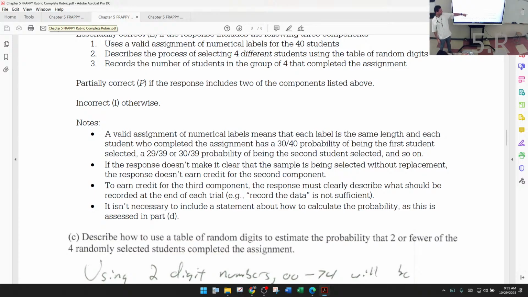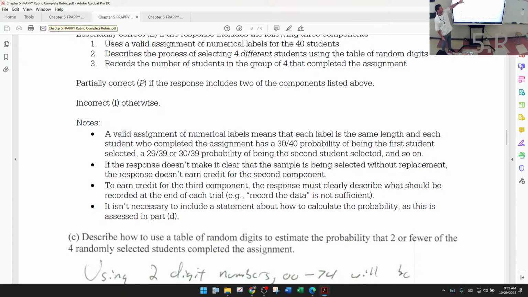If the response doesn't make it clear that the sample is being selected without replacement, the response doesn't earn credit for the second component. To earn credit for the third component, the response must clearly describe what should be recorded at the end of each trial. It isn't necessary to include a statement about how to calculate the probability, so you don't have to include anything about the end of that.